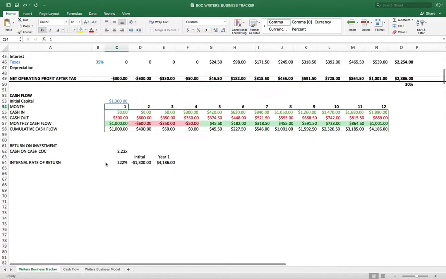The next part of this page is return on investment. You hear this term thrown around a lot. The return on investment on your advertising, the return on investment on a book.